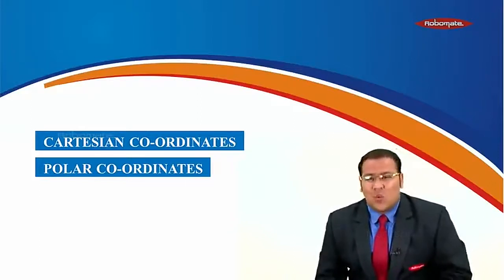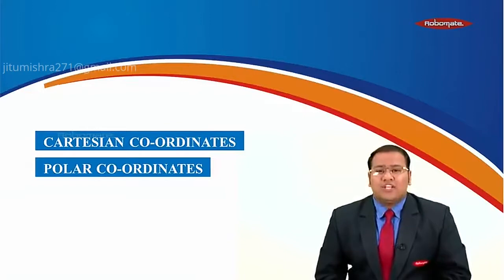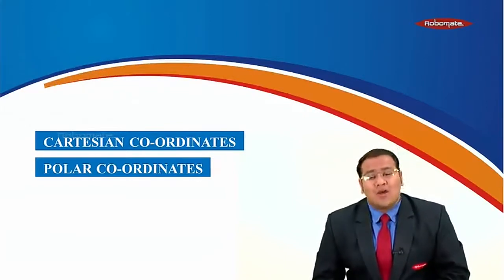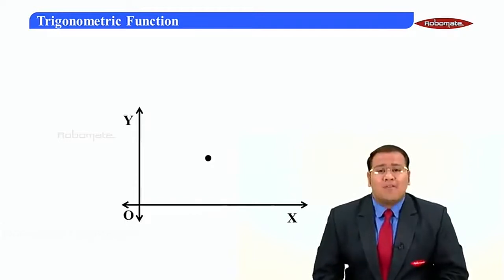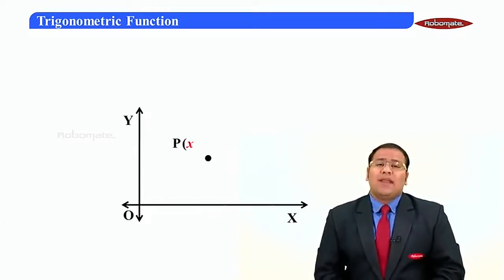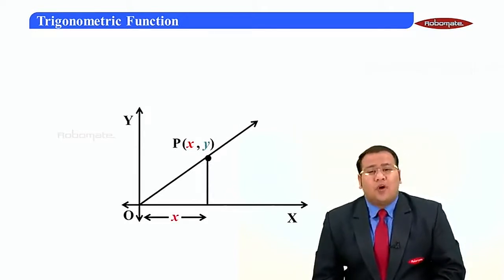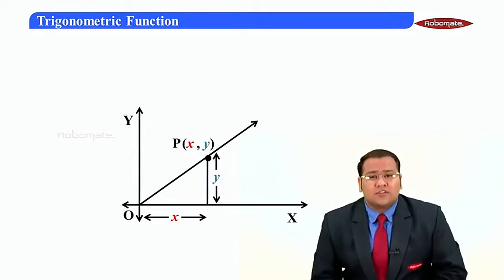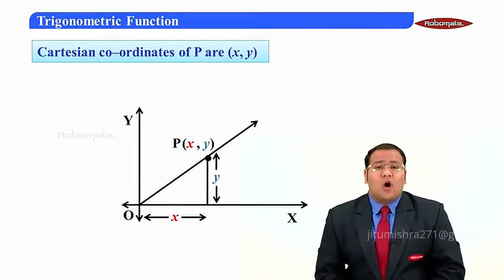Hello students, welcome back. In this module, we are introducing Cartesian coordinates and polar coordinates. If you have an xy plane with you and you have a point P whose coordinates are x and y, and I can say the horizontal distance is x, vertical distance is y. So I can say the Cartesian coordinates of point P are x and y.